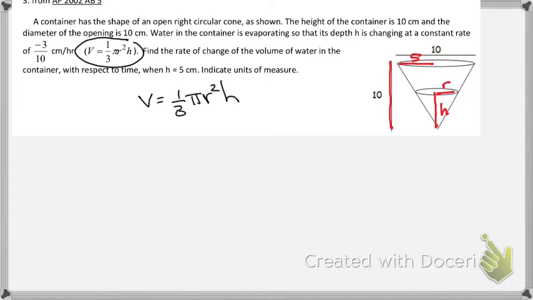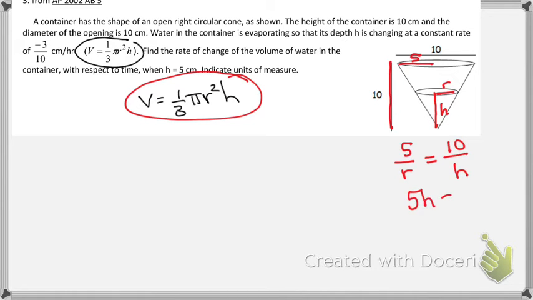And the height is also changing, so those are variables. So the key is you're going to want to do the derivative of this, but you're going to want to get rid of one of the variables, either the r or the h. And the only way to do that is to know the proportion. Big R is to little r as big H is to little h. Then cross multiply, and wait until you know which variable you need to isolate.